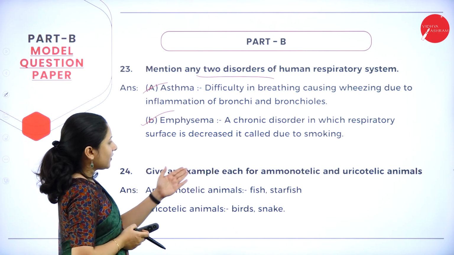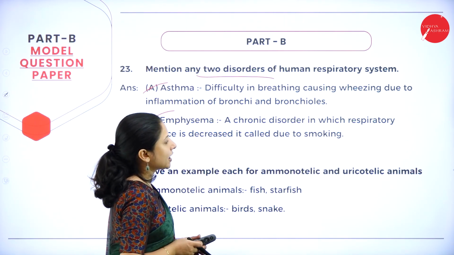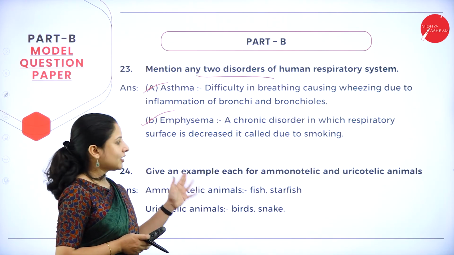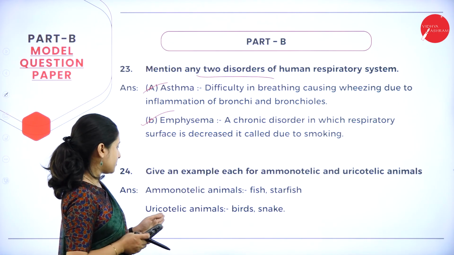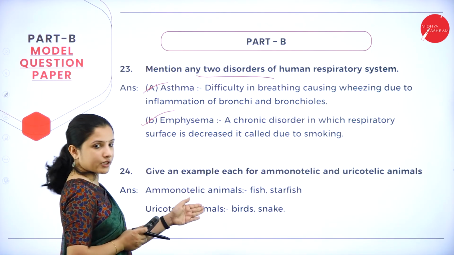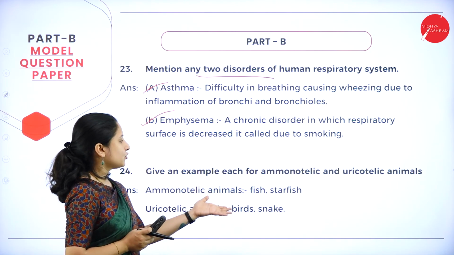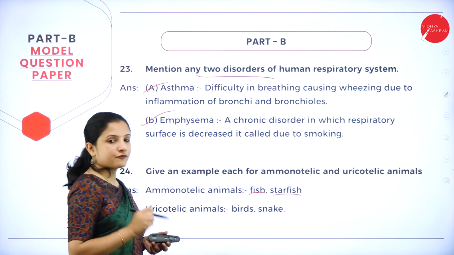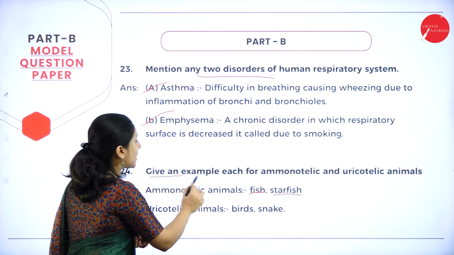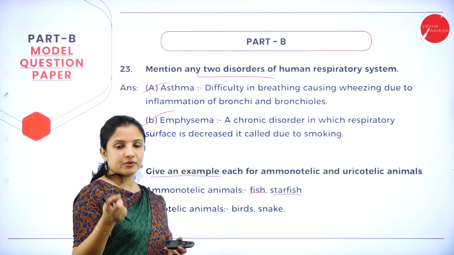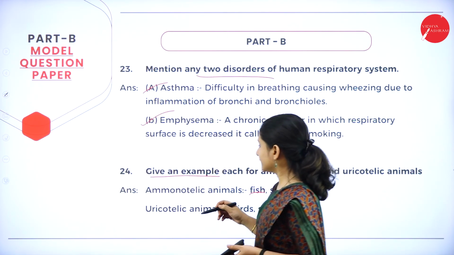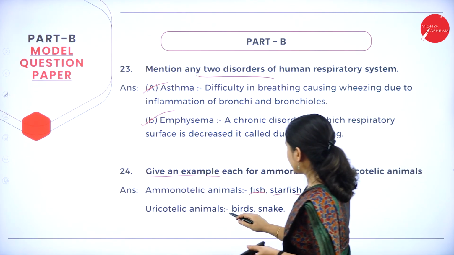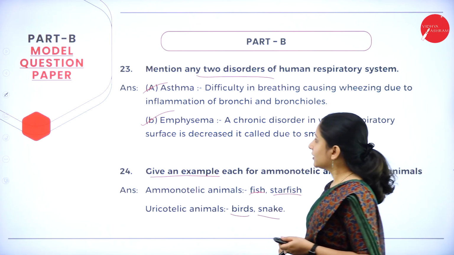Next one. Give an example each for ammonotelic and uricotelic animals. Those animals whose excretory product is ammonia are ammonotelic animals. Those whose excretory product is urea or uric acid are uricotelic animals. For ammonotelic animals, there are fish and starfish. They have just asked for one example, right? They have asked give an example each. An example means one example. If you write it, it is enough. So ammonotelic animals: fish and starfish, any one you can write. Uricotelic animals: birds, snake, any one you can write here.